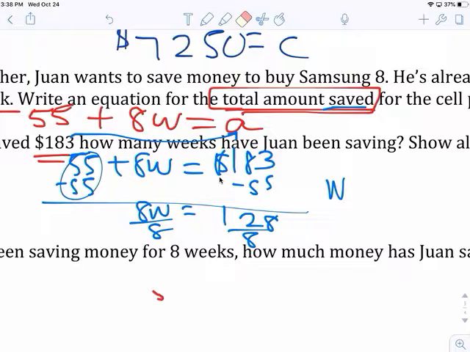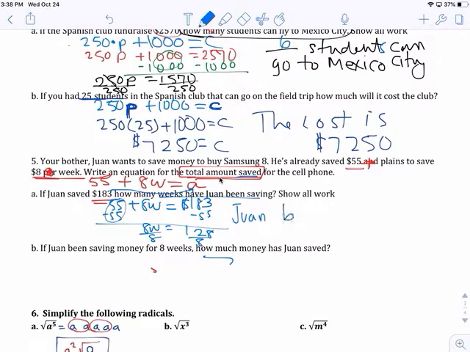What does W stand for? How many weeks has Juan been saving? 16 weeks.